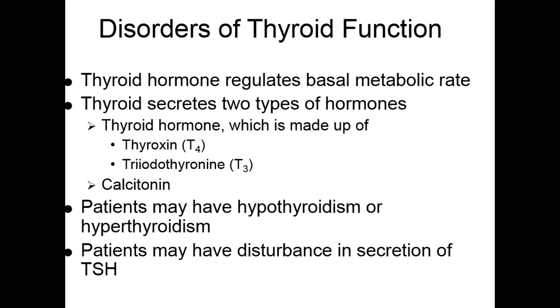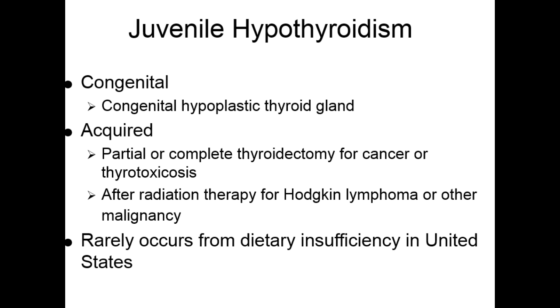Okay, so for juvenile hypothyroidism, it can be congenital or acquired. Congenital is a hypoplastic thyroid gland. This is part of the newborn screening in Florida; they are screened for hypothyroidism. However, even if the screening comes back okay, hypothyroidism can still develop down the road. The next type is acquired, and this can follow a partial or complete thyroidectomy for cancer or thyroid toxicosis, and of course after radiation therapy for Hodgkin lymphoma or any malignancy.